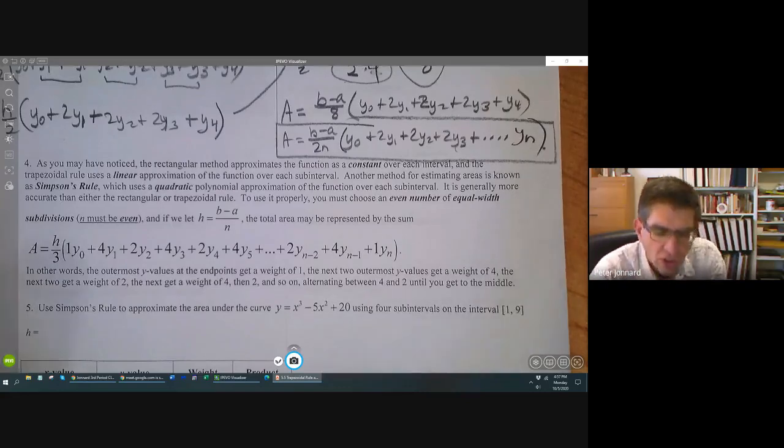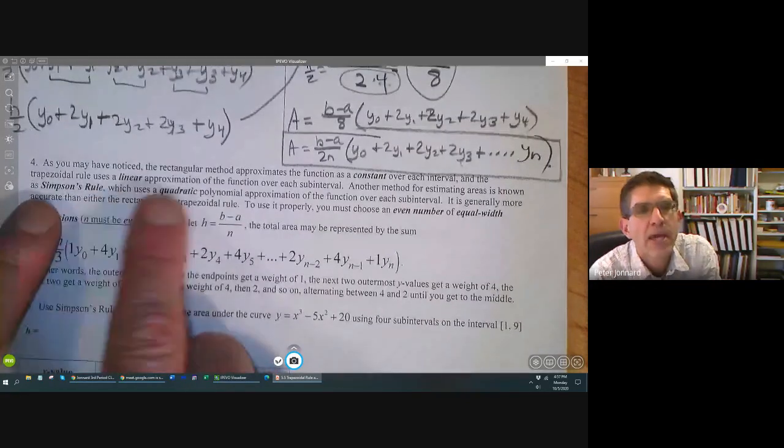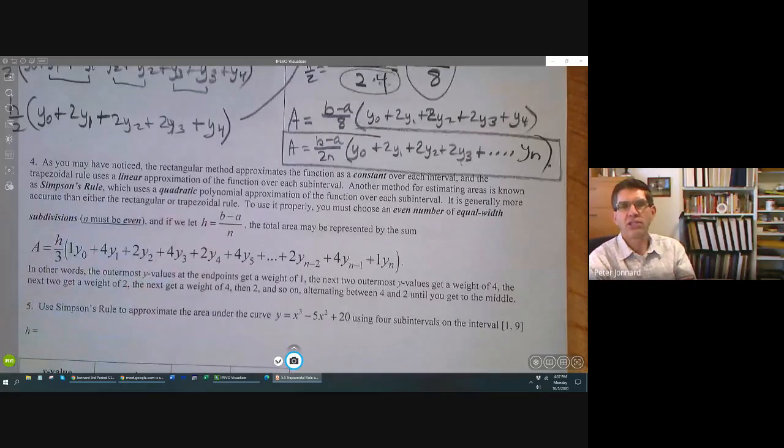One of these rules is called Simpson's rule. Look at how this one works. As you may have noticed, the rectangular method approximates the function as a constant over each interval, and the trapezoid rule uses a linear approximation over each subinterval. Another method is to use little quadratic polynomials. Simpson came up with this rule where he said, instead of using just a line or a constant, what if I fit a little parabola to each section as best I can? He did like a midpoint parabola, I think, and he uses a quadratic polynomial to estimate the area there.